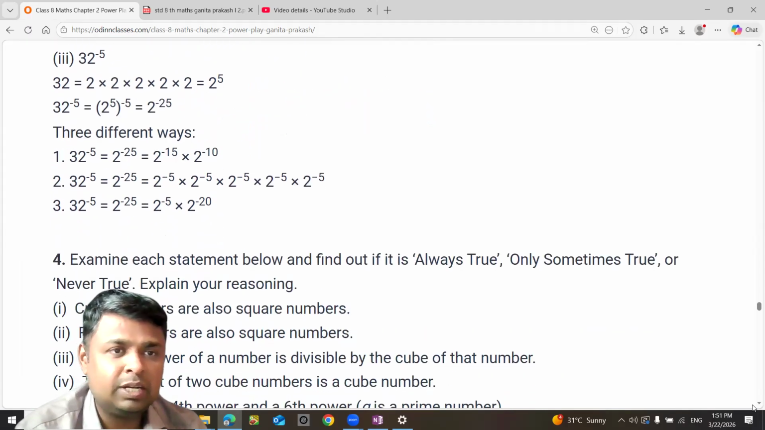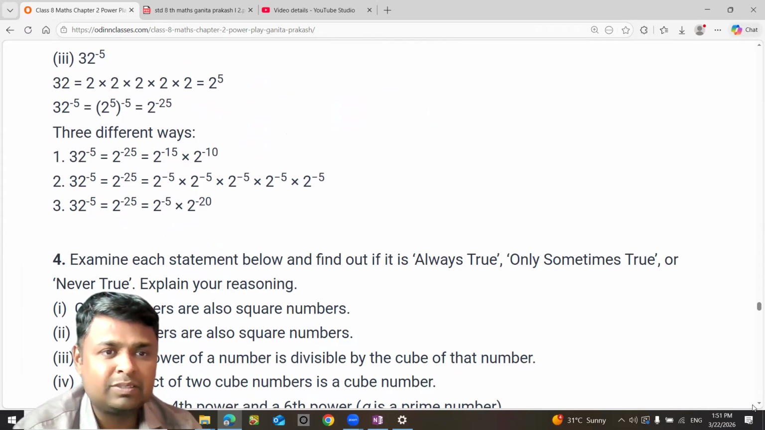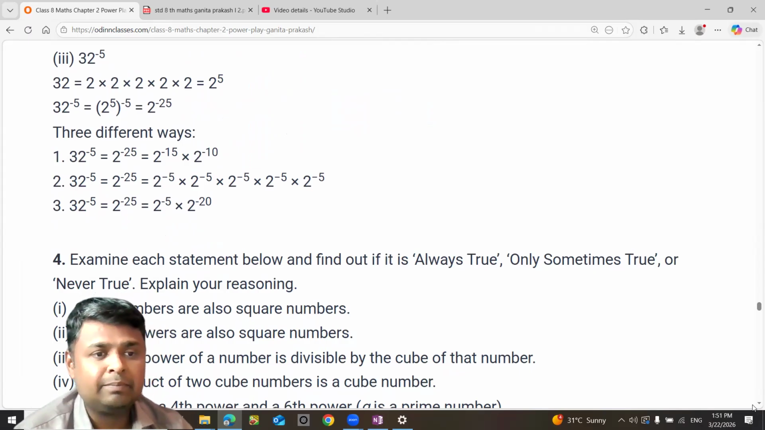See the next one, 32 raised to minus 5. So 32 is 2 raised to 5, then (2 raised to 5) raised to minus 5. So that is 2 raised to minus 25. We have to multiply it: 5 fives are 25. So multiply it.